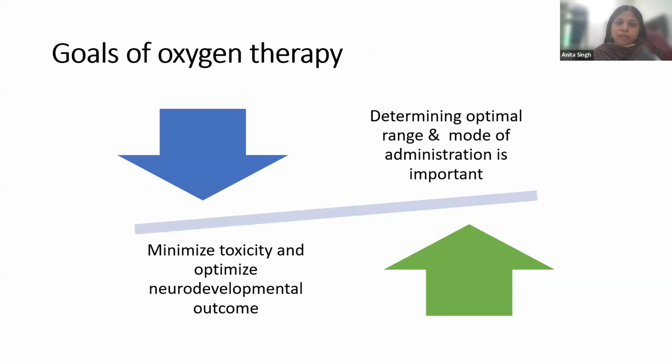Especially in newborns, where there are several developmental transitions going on after the fetal to neonatal transition, and we all are aware that there are a lot of diseases in neonatology which are linked to oxygen use, especially retinopathy of prematurity and bronchopulmonary dysplasia. So we need to know what is the optimal range and what should be the mode of administration while giving oxygen. And we always titrate the oxygen therapy so that the toxicity is less, and we have to optimize the neurodevelopmental outcome, especially with the way we deliver oxygen.